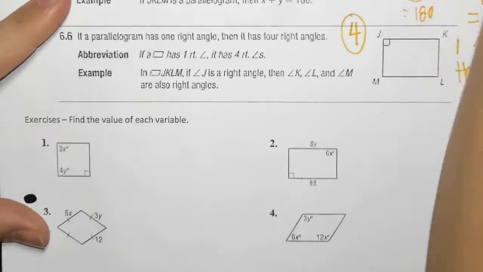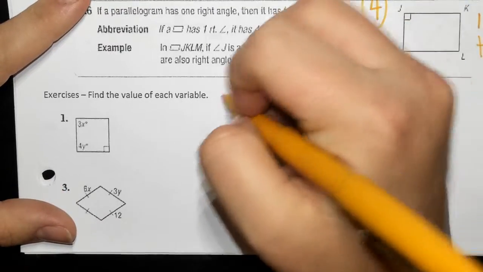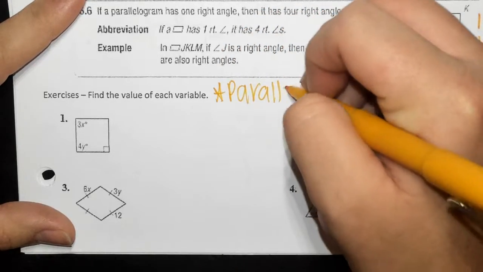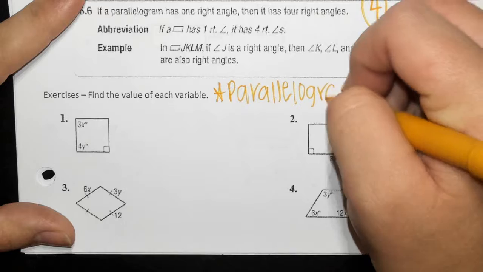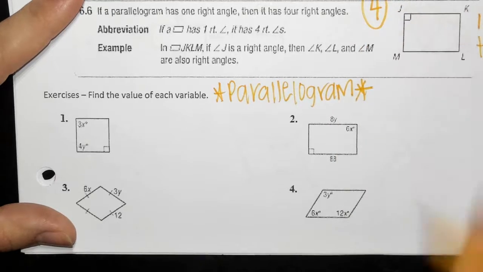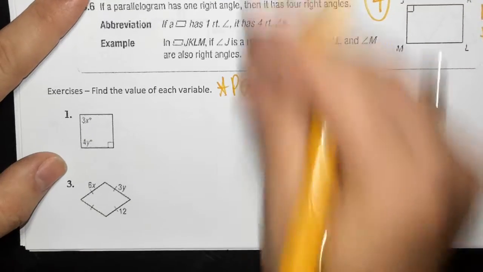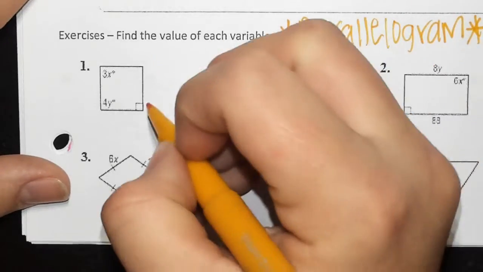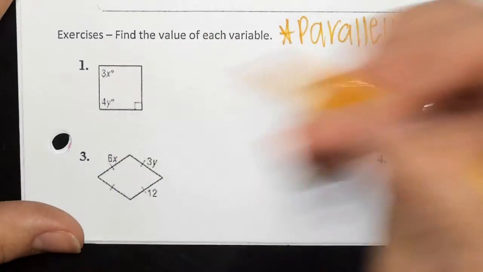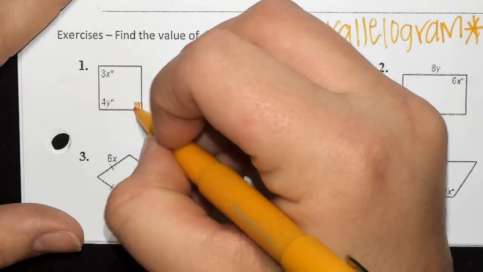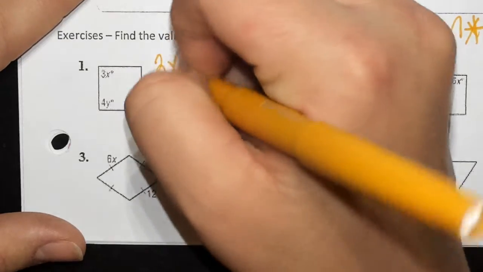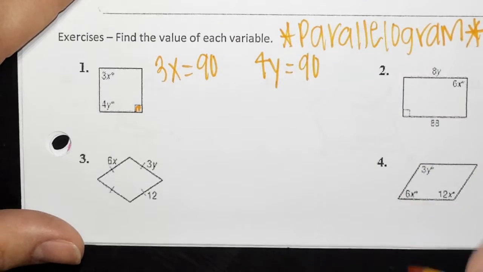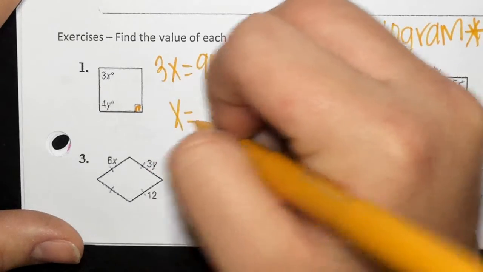So I'm telling you right now, every problem we're doing today is a parallelogram, okay? So you're not testing it to see if it is one. You're assuming, or you're knowing that I told you it is, okay? So number 1, we want to find X and Y. Well, what do you know about all the angles? They're equal to 90, because if this one is, they all are. So 3x equals 90, and 4y equals 90. So solve for x and y.